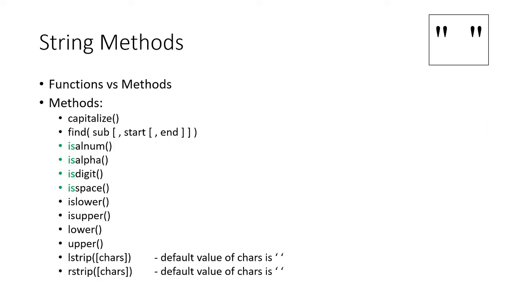Next, we are going to discuss some of the string methods. But before going into detail, let us first understand what is the difference between function and method in the Python programming. The main difference lies in the implementation and how you would use both of them.